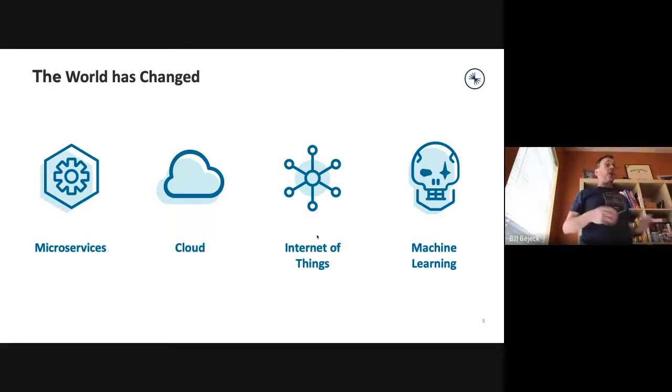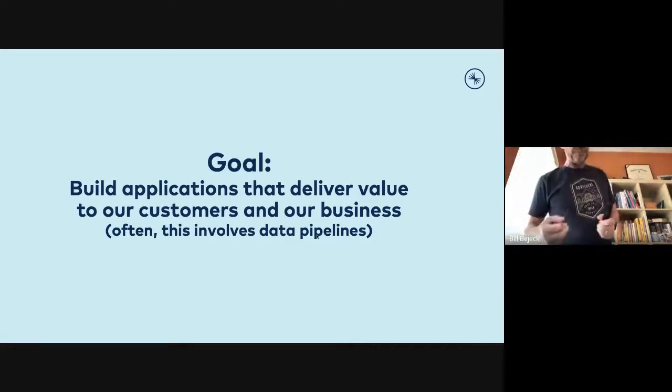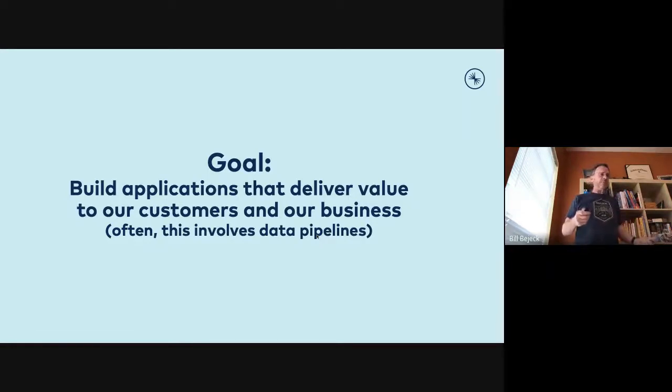As far as information coming in, you have the Internet of Things. You have sensors, so you can get sensor data. And we have machine learning, which requires a large amount of data and processing. So the whole landscape has changed quite a bit, but our goal hasn't changed that much. We want to build applications that deliver value for customers and within the business. And you want to do it in such a way that you don't have to wait, that as things change and events happen, you can react to them. And so a lot of times it involves building a data pipeline.